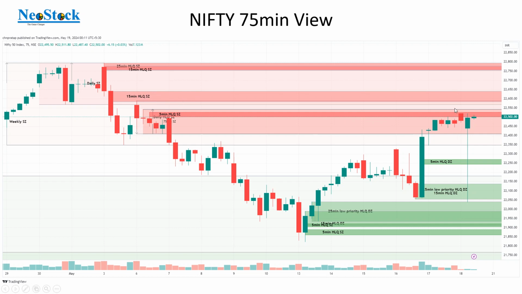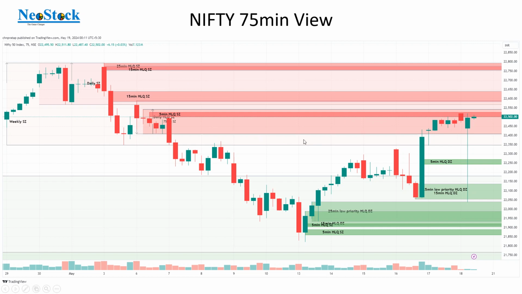In case of a gap up, if this zone is not violated on Tuesday, it will probably give you a trading opportunity. Otherwise, above we have one more daily supply zone, which has 15-minute and 25-minute high liquidity supply zones.